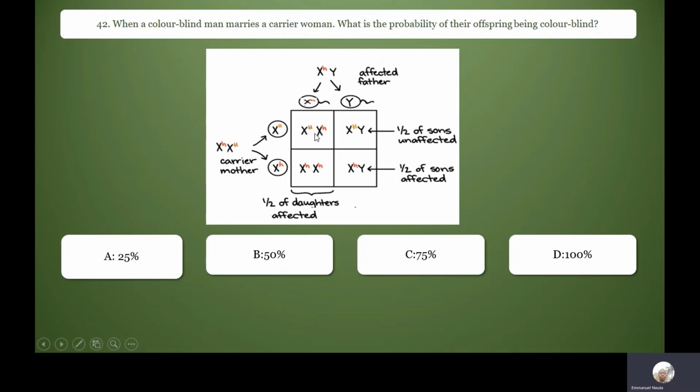You can see this daughter is normal, but this other daughter is affected, is a sufferer. This son is normal, but this son is affected. So 50% of the offspring will be colorblind. So the correct option here is B.